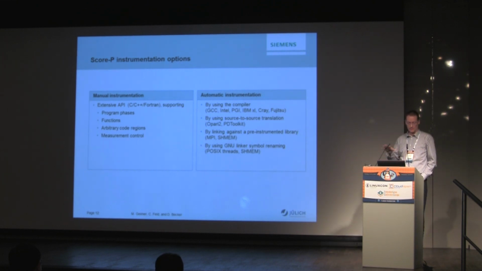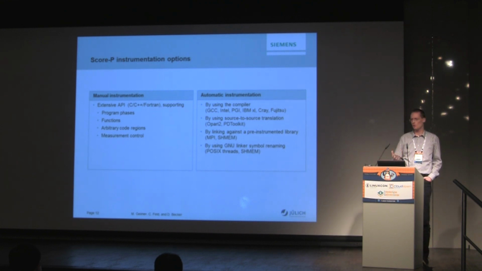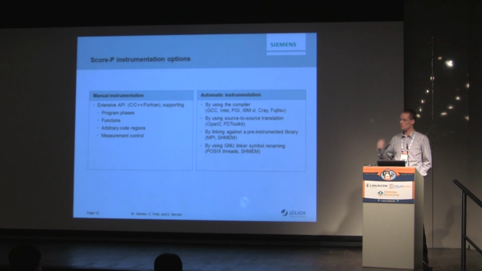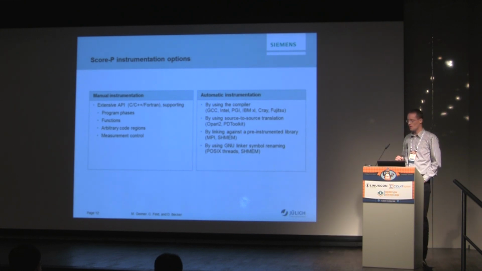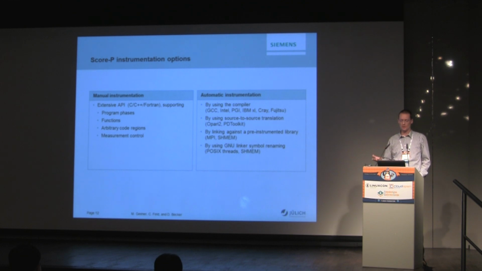Now let's have a look at the individual points. First, you need to instrument. We provide different ways of instrumentation. One is to do things manually, so we provide an API to instrument phases, functions, arbitrary code regions, and also do measurement control, so turning measurement on or off. But most of the time, people are using automatic instrumentation, using the compiler interfaces, or source-to-source translation, or by linking against pre-instrumented libraries, or by GNU linker symbol renaming. So there are various options here.